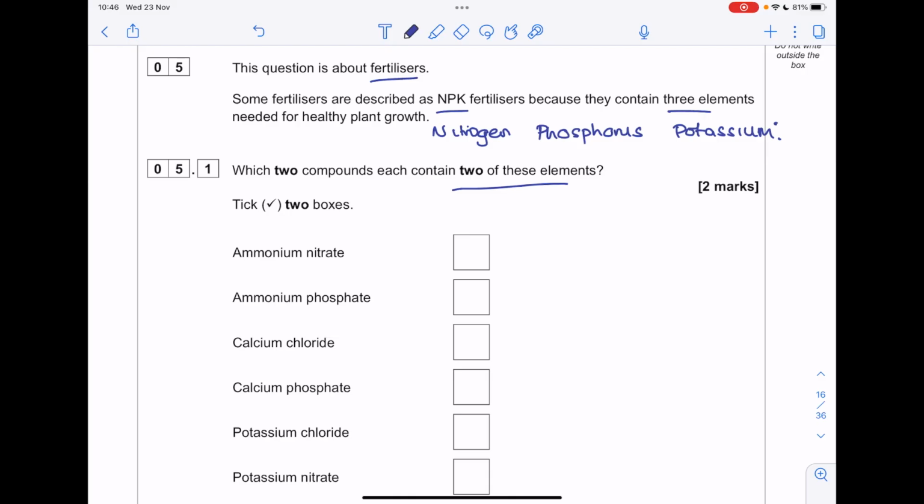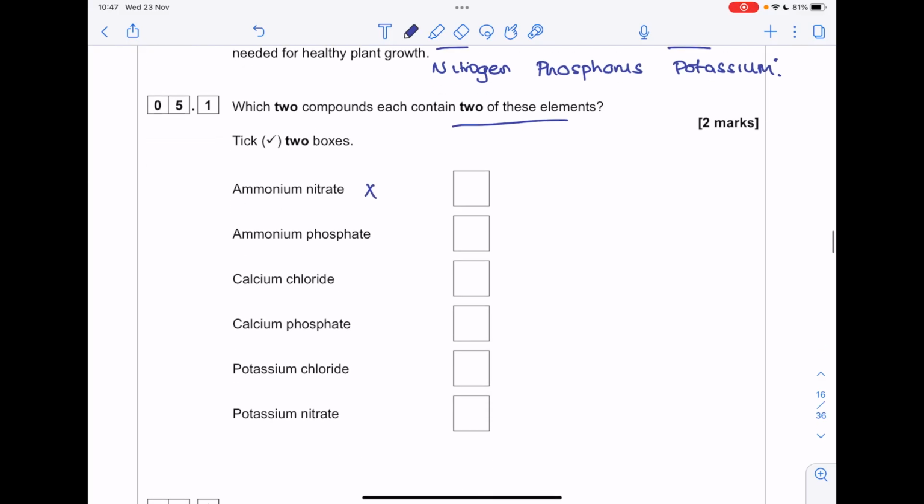Ammonium nitrate does not contain either phosphorus or potassium. Ammonium phosphate contains nitrogen and phosphorus, so that's true. Calcium chloride, absolutely not. Calcium phosphate, nope. Potassium chloride, it contains the potassium we need, but none of the others. Potassium nitrate has potassium and nitrogen in it.